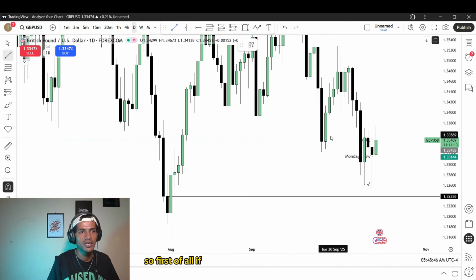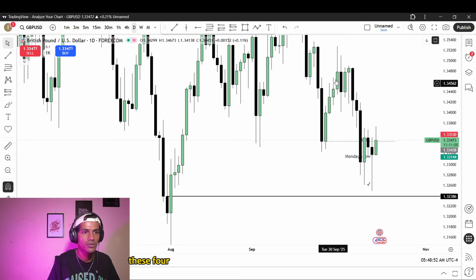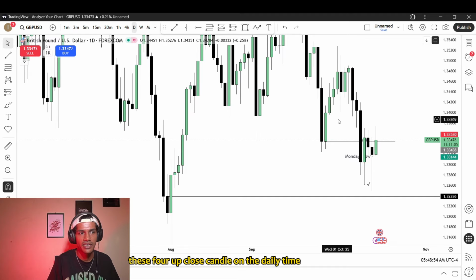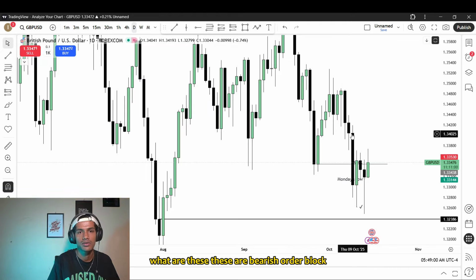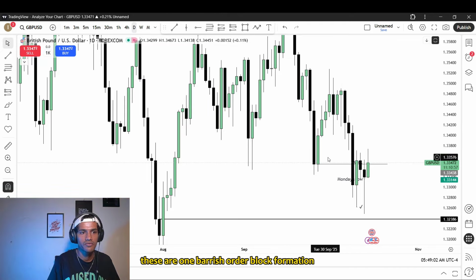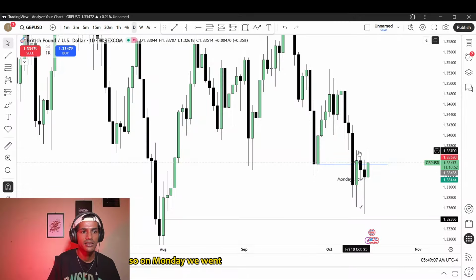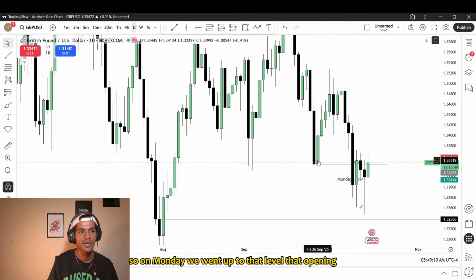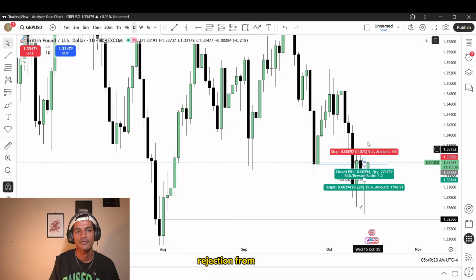So first of all, if you look at this series of candles, these four up-close candles on the daily time frame, right? What are these? These are bearish order blocks. These are one bearish order block for me, right? So on Monday we went up to that level, the opening of these three consecutive candles, and we were working there on Monday, and we saw some rejection from there.